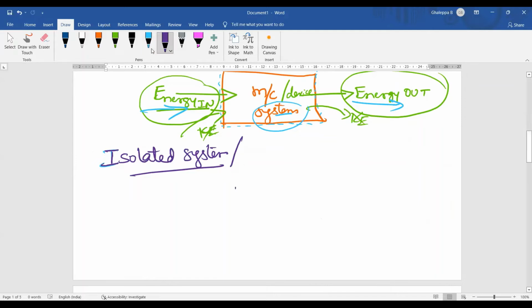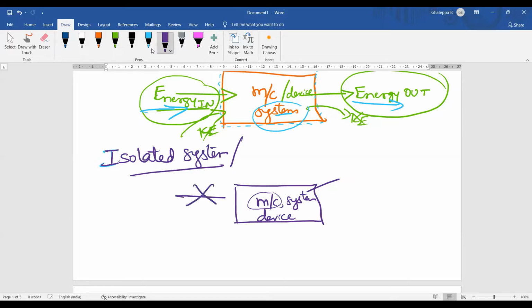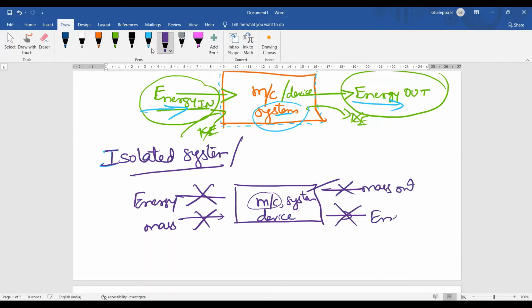Isolated system, let me take one simple machine. System and device, all three are the same. In general, we'll call it a system. In some rare cases, we'll call it machine and device. In the isolated system, this machine, this device, or this system does not exchange energy, no exchange of energy, and no exchange of mass. Mass out will not be there, and as well as energy out will not be there.